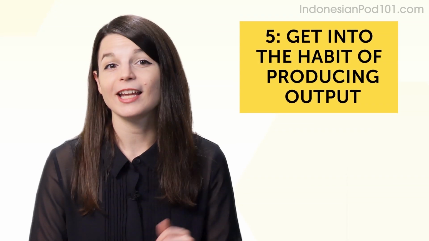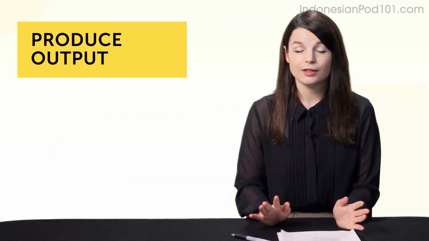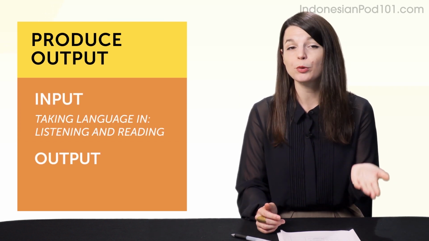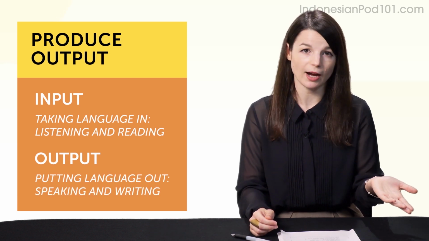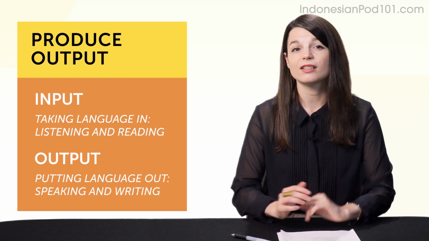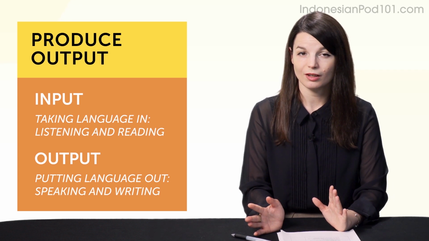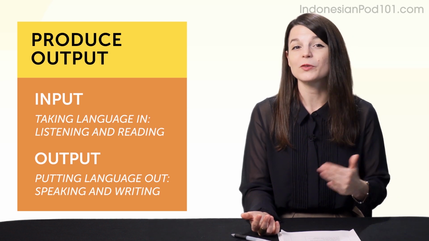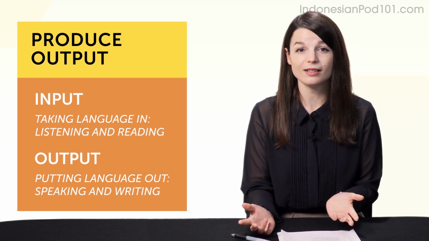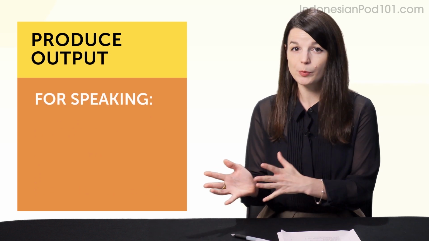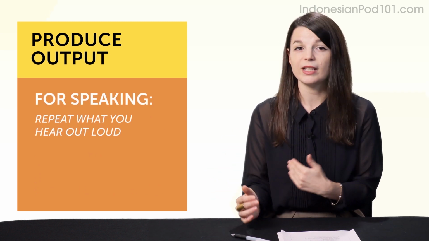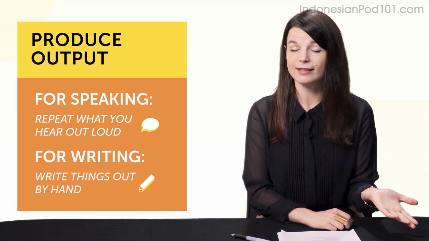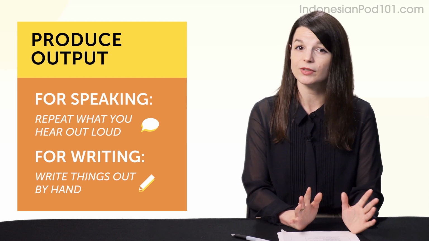Habit number 5, get into the habit of producing output. So input is taking language in, listening and reading, and output is putting language out, so speaking and writing. The point here is, it's easy to just sit and listen and watch YouTube videos. You can listen to lessons all day long, but listening helps with listening. It won't get you speaking the language. So the easiest ways to produce output are, for speaking, repeat what you hear out loud. That's called shadowing. And for writing, write things out by hand. You can copy out our lesson dialogues or just copy the sentences out of a textbook.